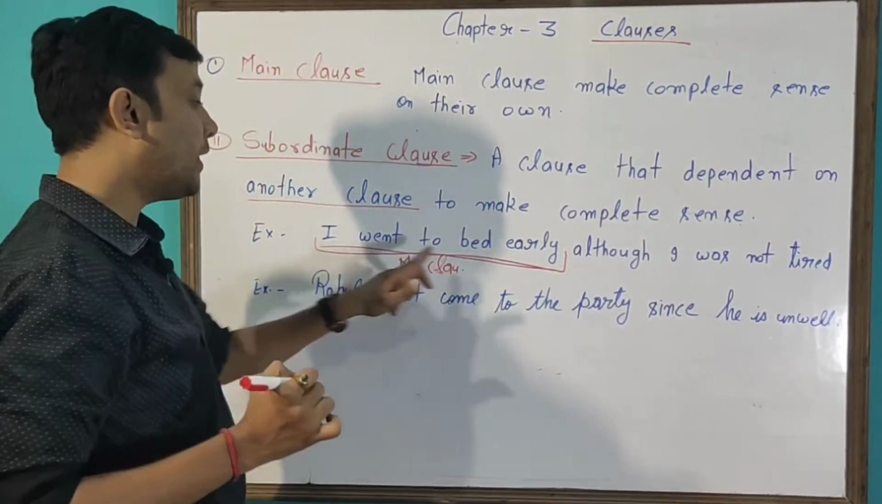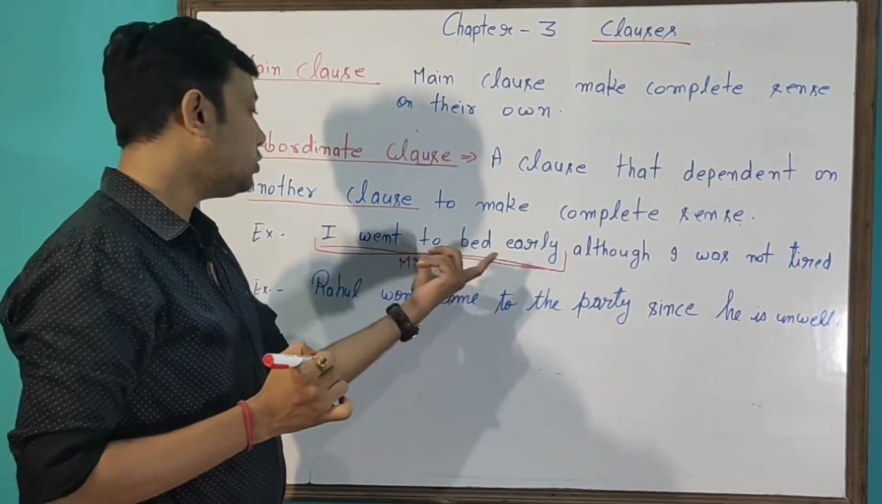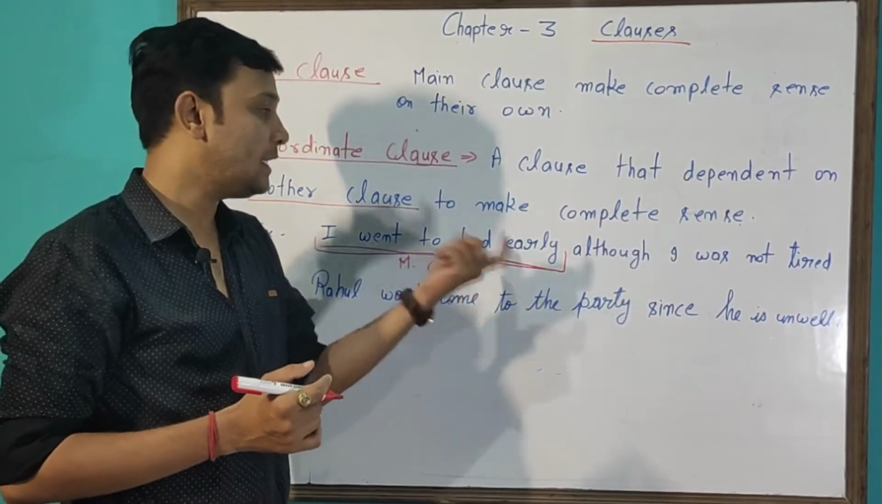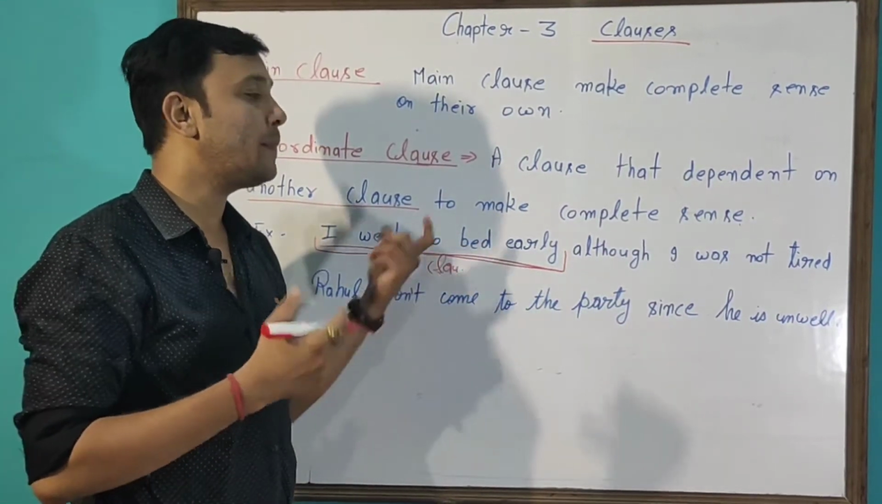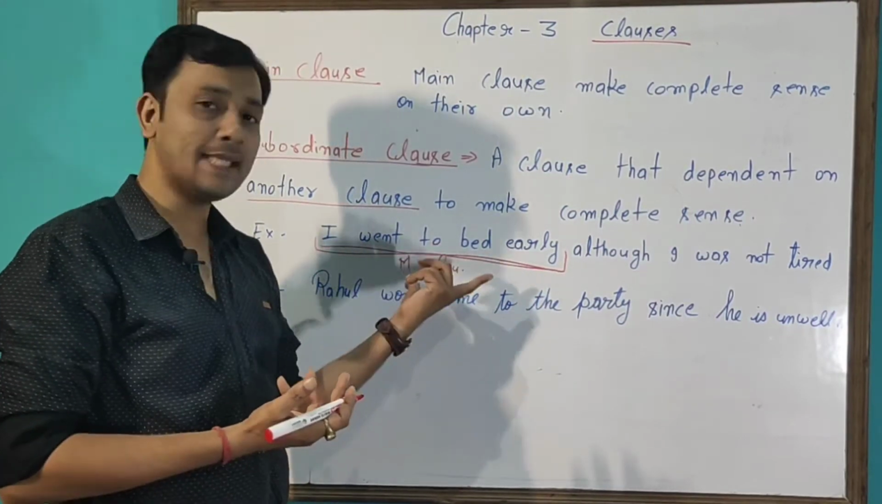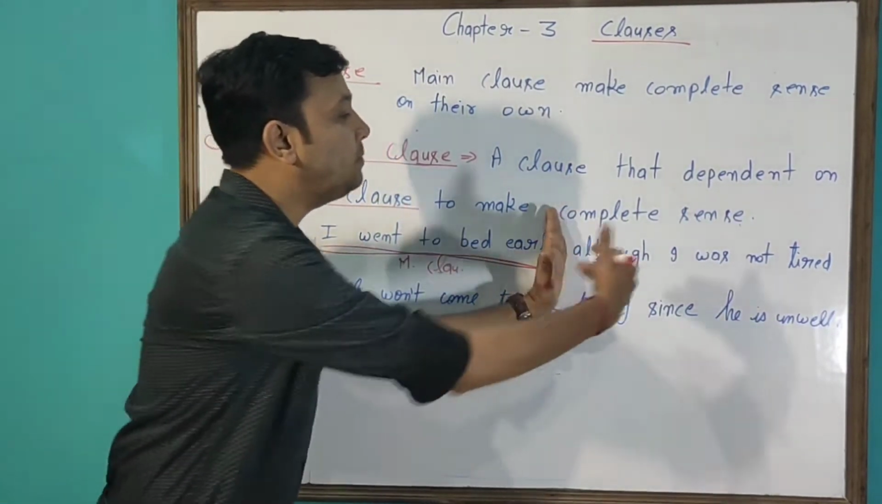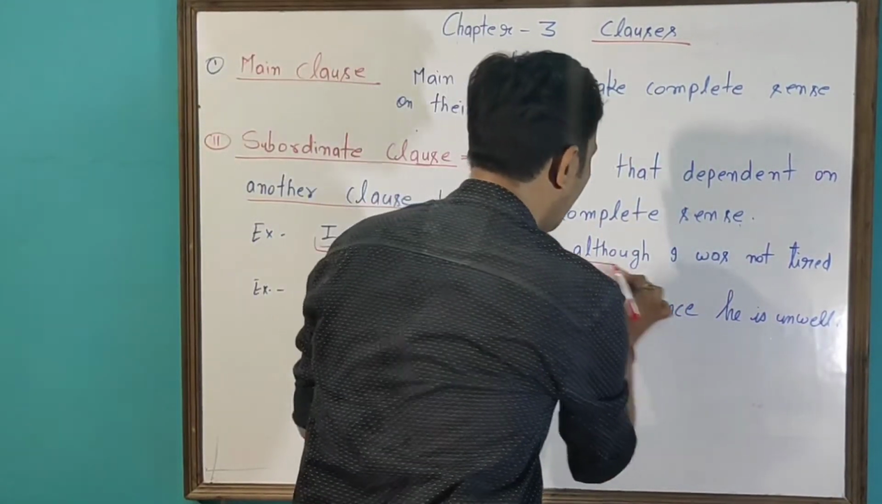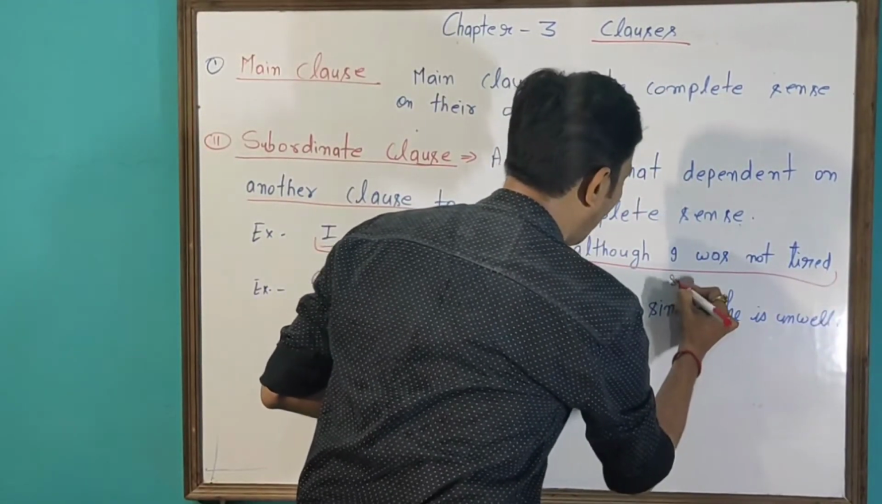How? I went to bed early. This group of words gives complete sense. This group of words needs no other sentence to complete its sense. Clear? This group of words makes sense without the help of this part of the sentence. While "although he was tired" is a subordinate clause.